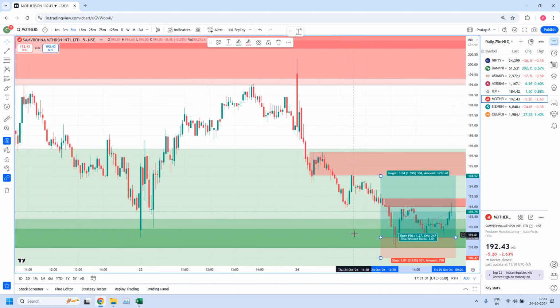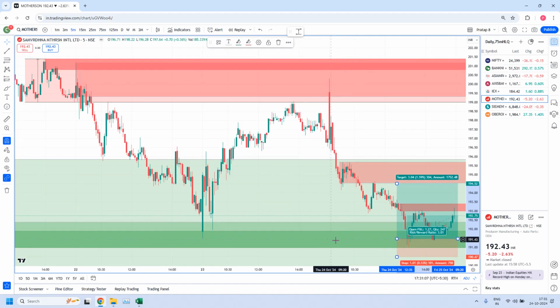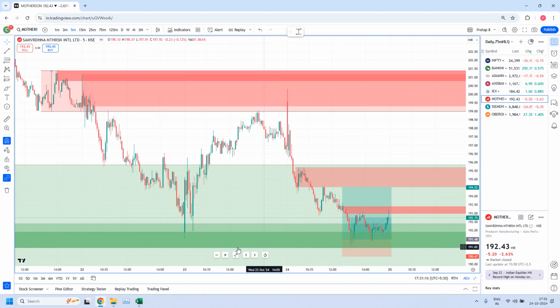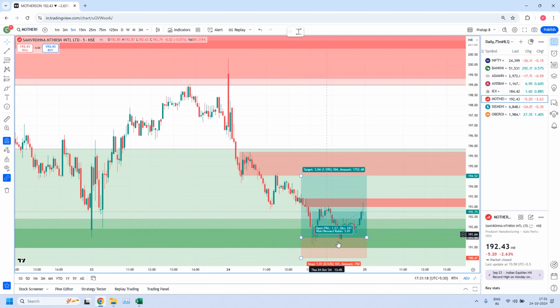What kind of fine-tuned zone? A 5-minute fine-tuned zone, and that 5-minute fine-tuned zone is acting as a high liquidity zone. This is not an aggressive trade. This is a fine-tuned zone, but the fine-tuned zone is acting as a high liquidity zone. That's why it is supporting multiple tests. See, this is the 4th test and even the 5th test. Again it pushed the market up, but only till the 5-minute high liquidity zone area. So this is about Motherson, you need to understand.